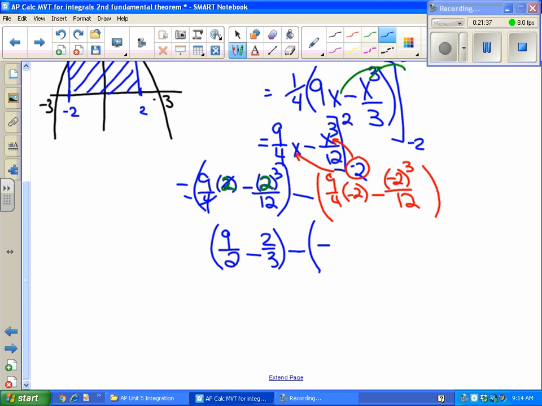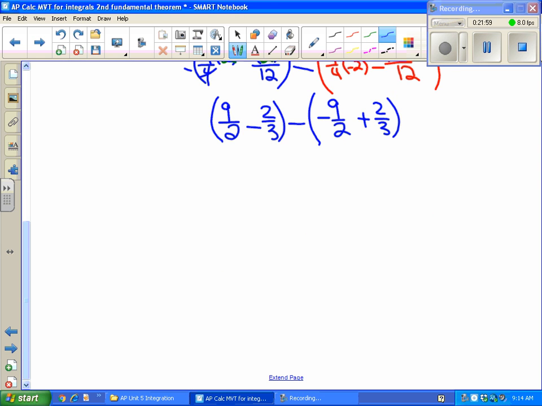get -9 over 2. And what's a -2 times a -2 times -2, 3 times? -8, and then that subtraction sign is going to make it become positive 8/12, which would be 2/3. So far, so good? All right. I believe I'm going to get 9/2 minus 2/3 plus 9/2 minus 2/3.